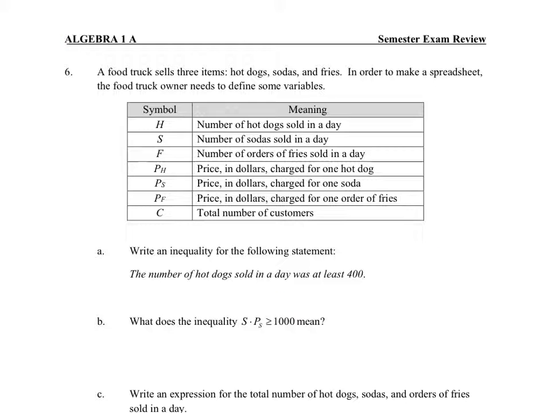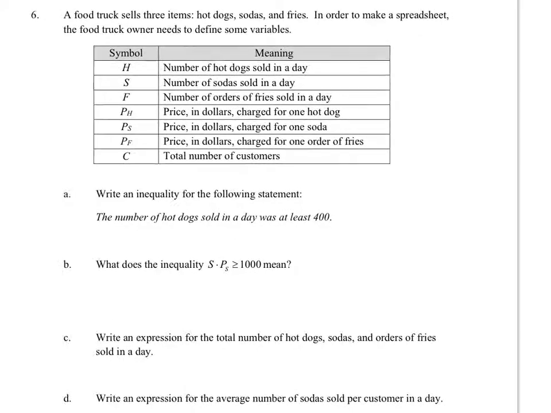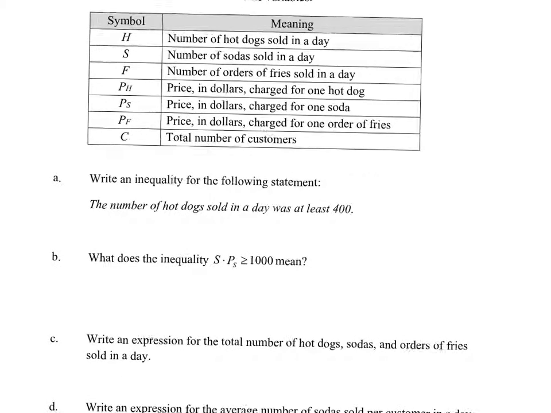Okay. Number 6. A food truck sells 3 items, hot dogs, sodas, and fries. In order to make a spreadsheet, the food truck owner needs to define some variables. And we have a list of his variables. Write an inequality for the following statement. The number of hot dogs sold in a day was at least 400.